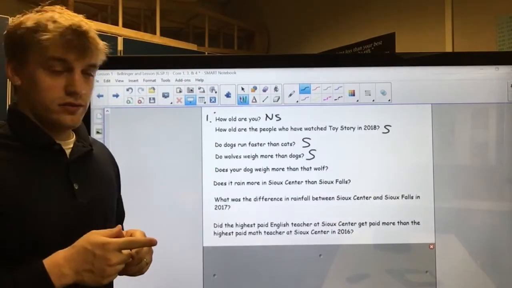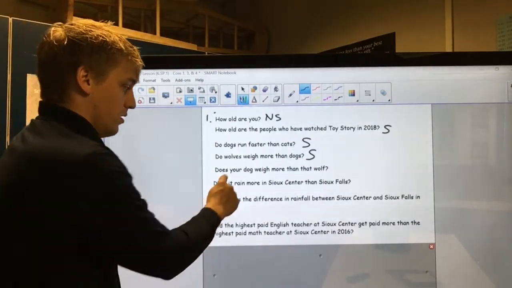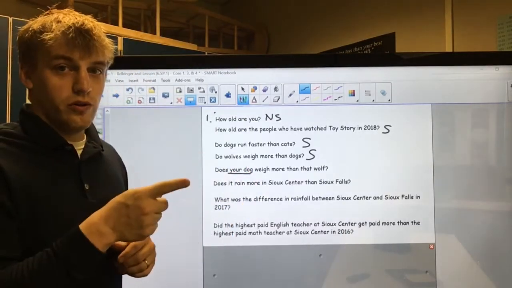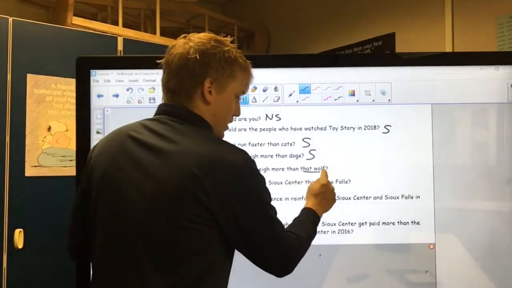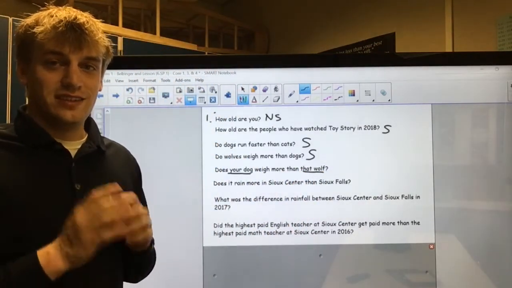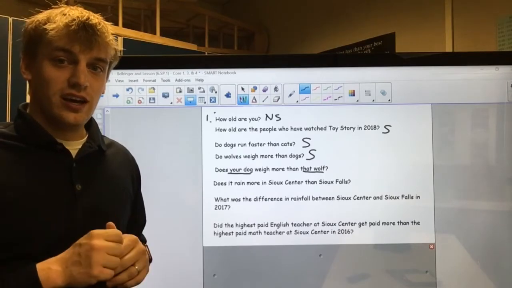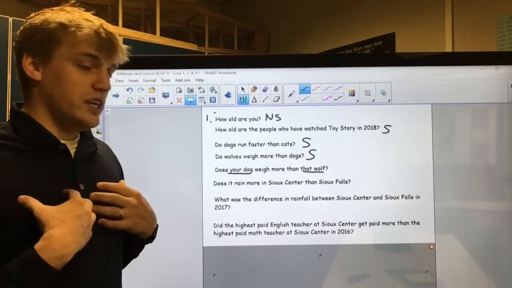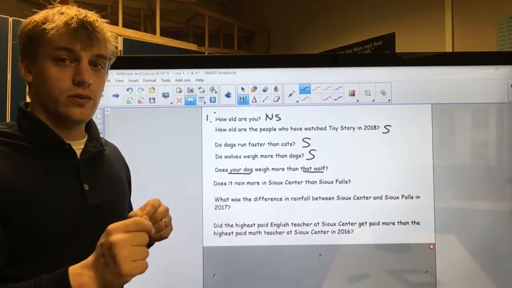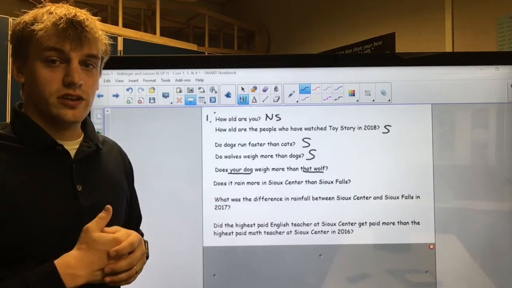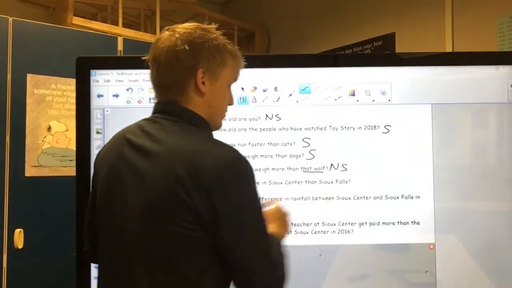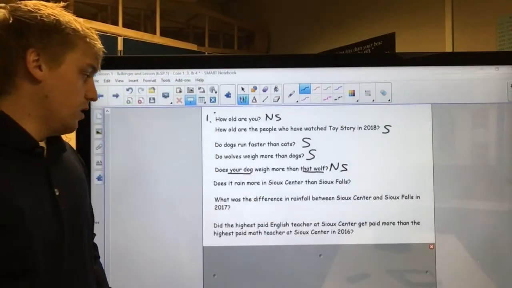Does your dog weigh more than that wolf? Your dog means we're talking about one dog, and that wolf implies that we're talking about one wolf. So this would be a non-statistical question because we know exactly what dog we're talking about and we know exactly what wolf we're talking about, and we're going to be able to just subtract those numbers and that will be one answer. And we'll be able to tell.